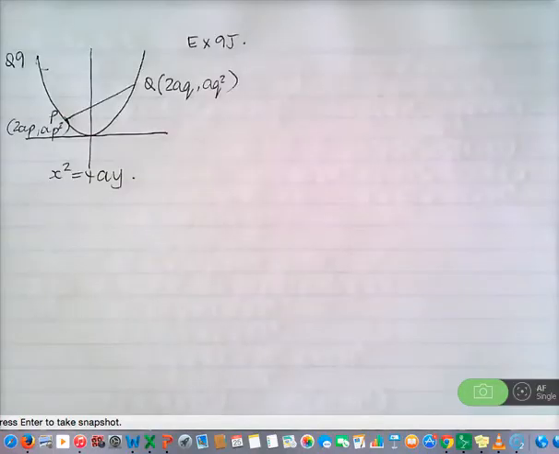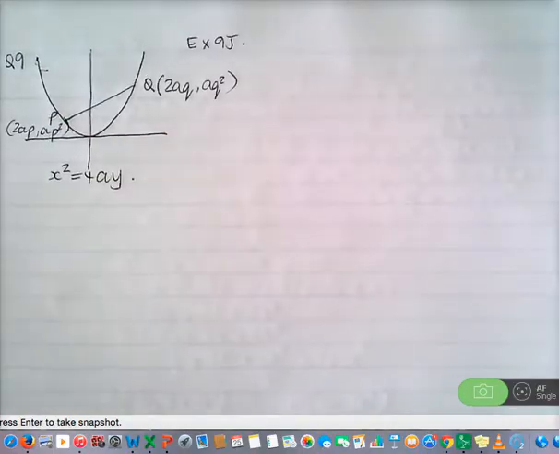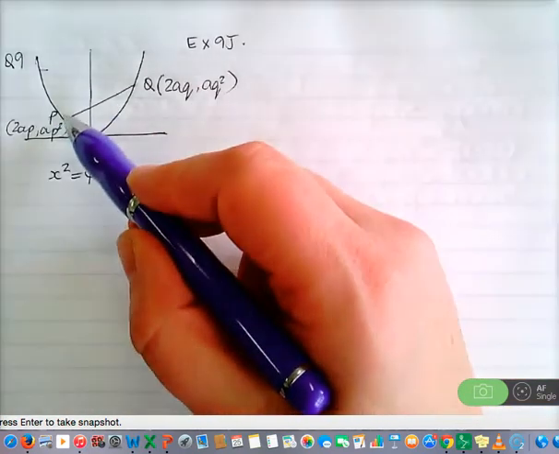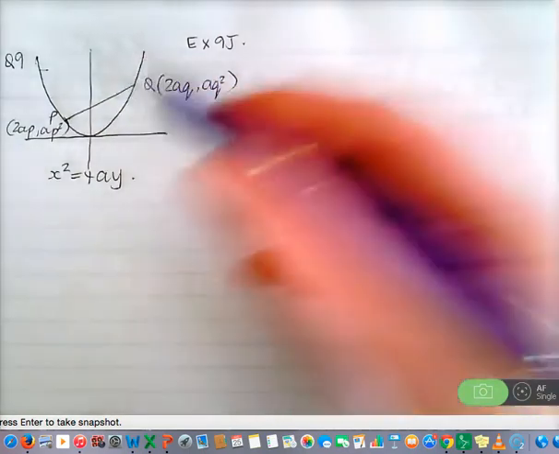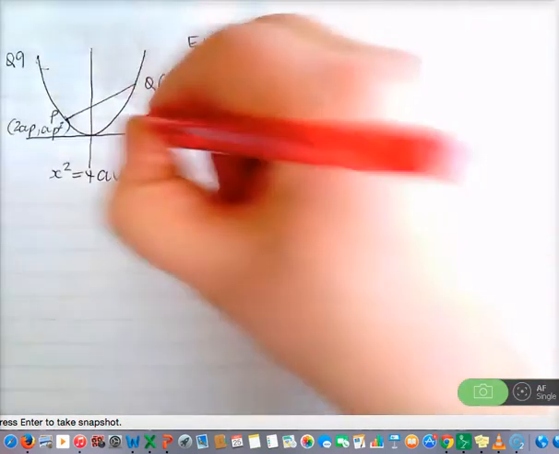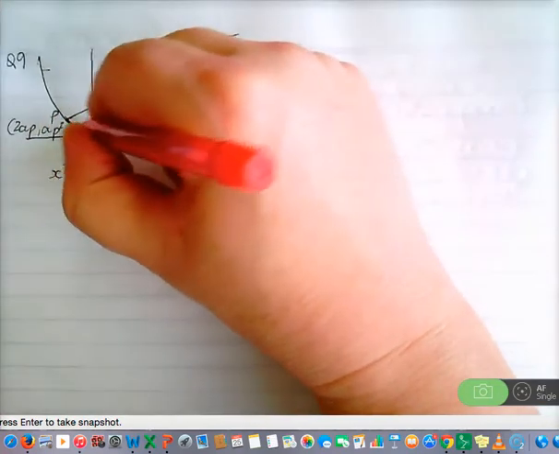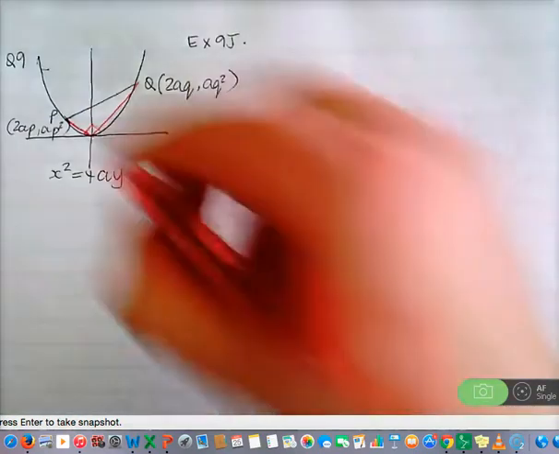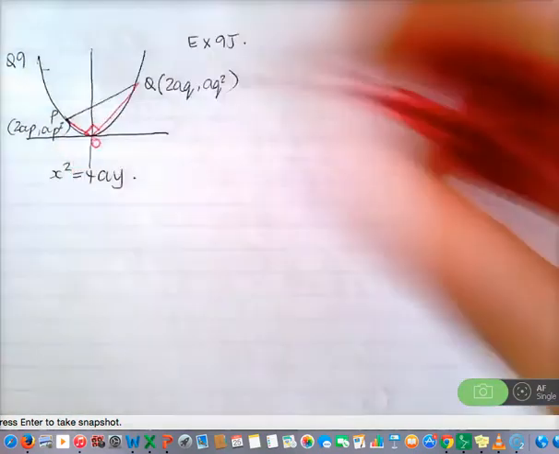Exercise 9J, question 9. P and Q are points on the parabola x squared equals 4ay, and the chord PQ subtends a right angle at the vertex O. So, you know about subtending with circle geometry. At the ends of that chord, if you join them to the vertex at O, you will get a right angle. That's what it's telling you. I've done that in red.